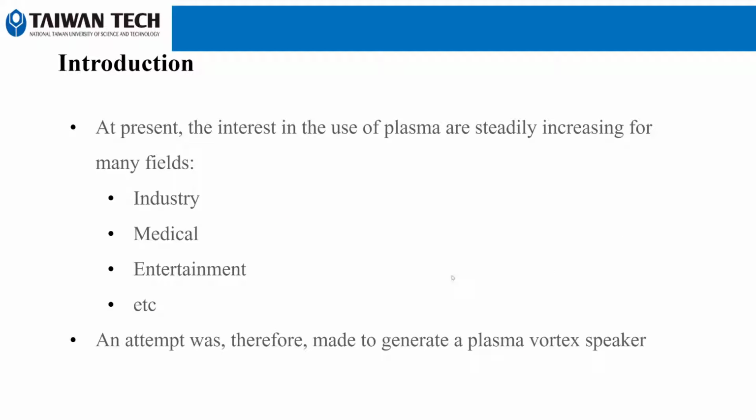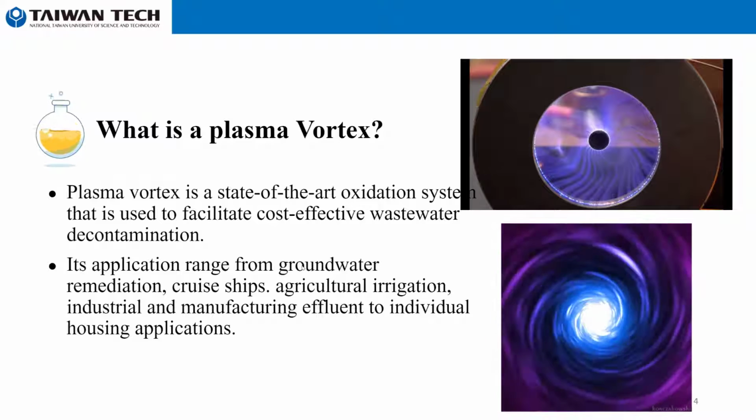So, currently, the interest in the use of plasma is steadily increasing for many fields. Such fields that we can name are the industrial field, medical field, and entertainment field. All of these or other types of industries are having more interest in the use of plasma. And so, for our project, we plan to generate a plasma vortex speaker as an example of how to generate plasma.